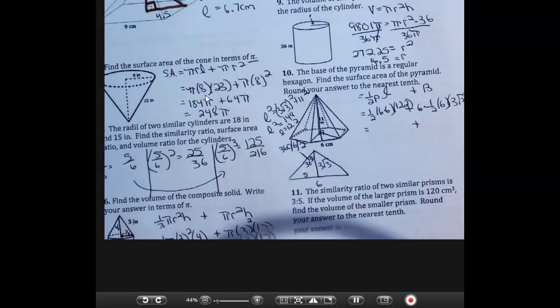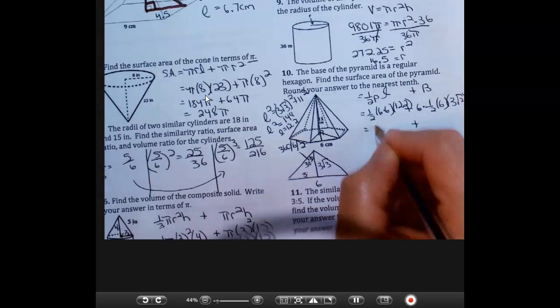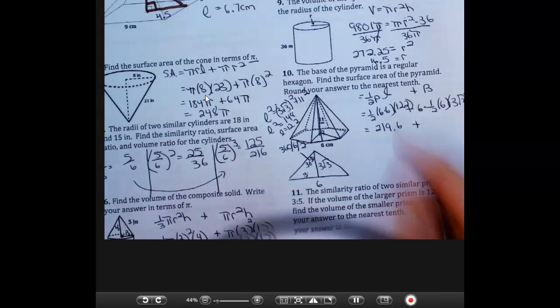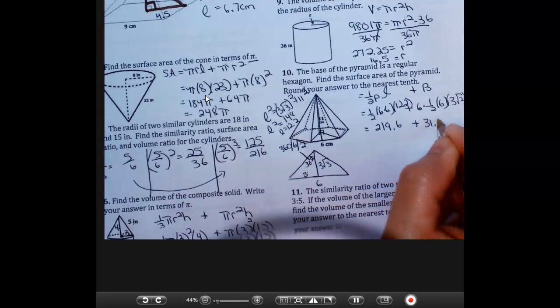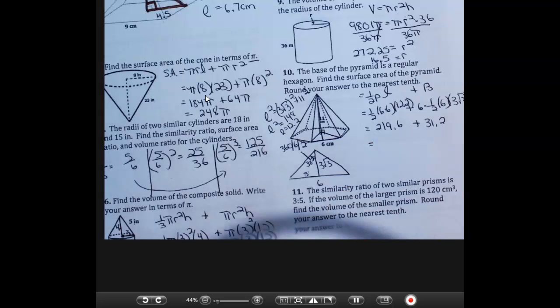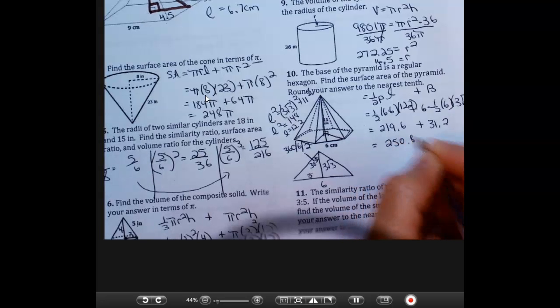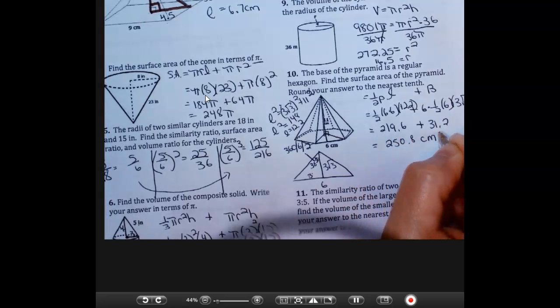All right, finally we're ready to plug in. I'm doing 1/2 of 6 times 6 times that slant height. I'm getting 219.6 over there. Multiplying all that together, I get 31.2, and finally we can add these together. 250.8, and that is centimeters squared.